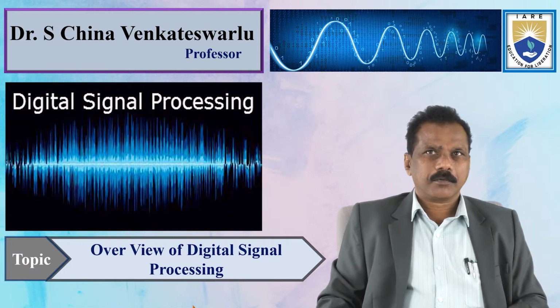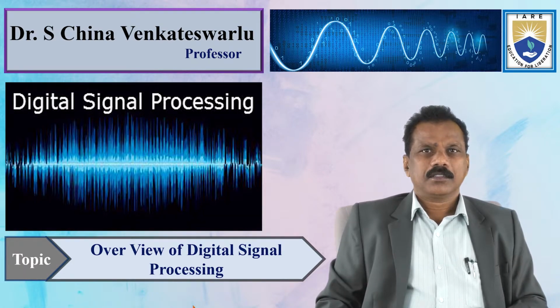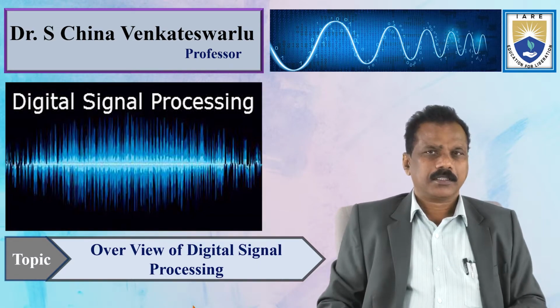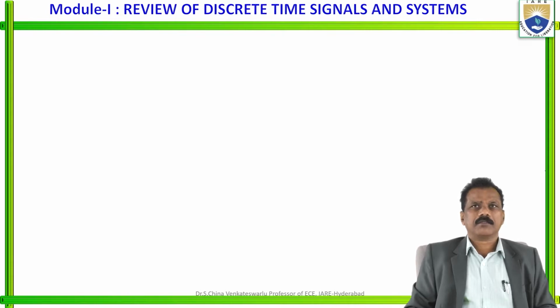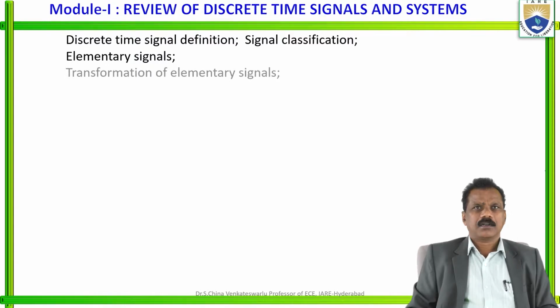Today we are discussing an overview of DSP, digital signal processing. Under DSP, we basically have five modules. The first module is the review of discrete time signals and systems. From this module 1, we have these contents: discrete time signal with definition, signal classification, elementary signals, and after that transformation of elementary signals.